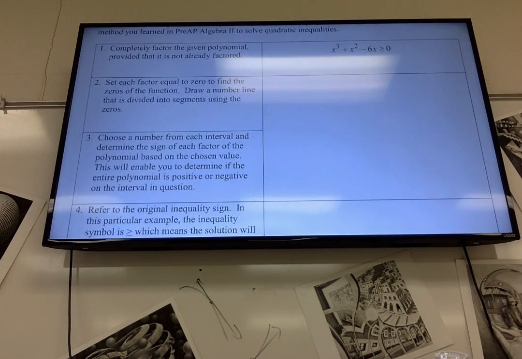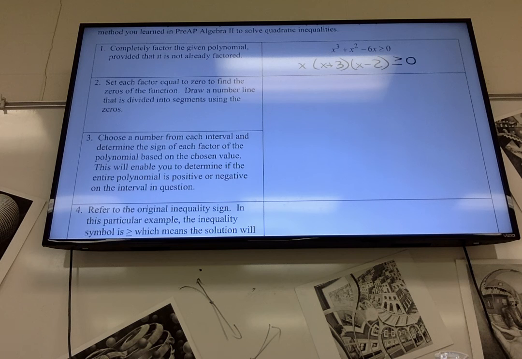All right, so first step is to completely factor the polynomial. Okay, so we already did this. We already completely factored the polynomial. It was x plus 3 and x minus 2. But notice it's an inequality now. It's not equal to 0. It's greater than or equal to 0. That's okay. We can still figure this stuff out.